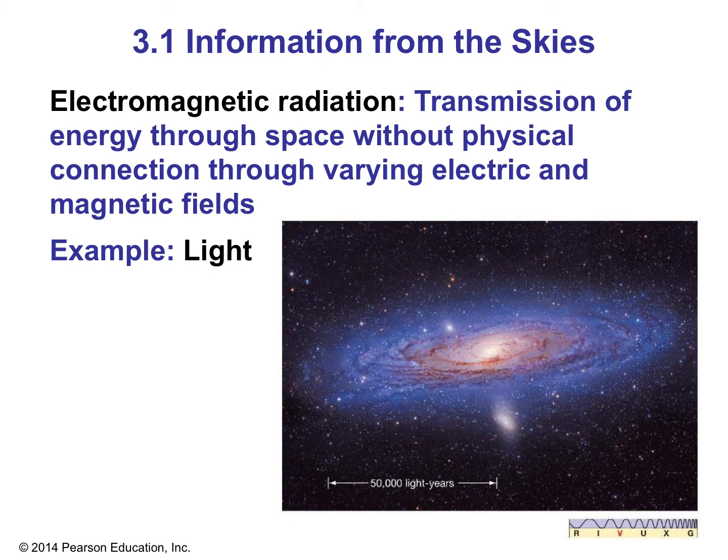So here we have a definition that we can think about for what electromagnetic radiation represents, and it is a transmission of energy through space without a physical connection through varying electric and magnetic fields. And the most familiar example of electromagnetic radiation is light.